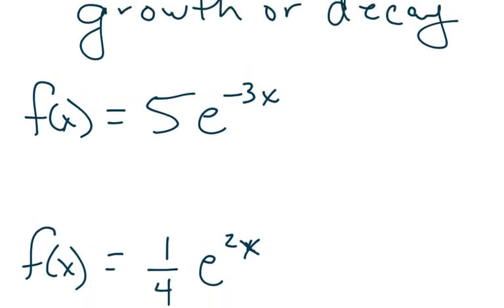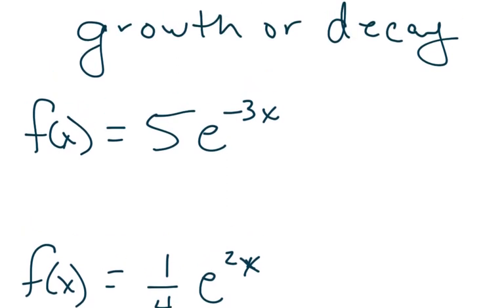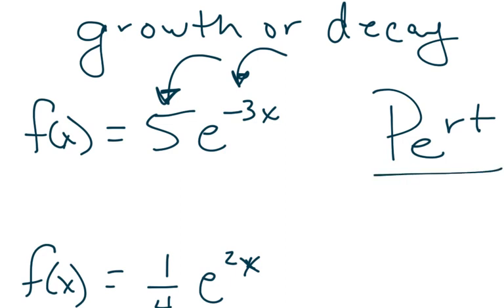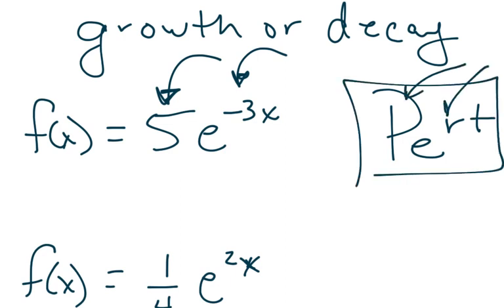Now, we want to know if this is growth or decay. The a value is going to be important, but probably even more important is going to be this r value. We're going to run into a formula here pretty soon. We're going to call it PERT, and this stands for principal, rate, and time. Another way to say principal is initial value. And then this is just the e number that we know.